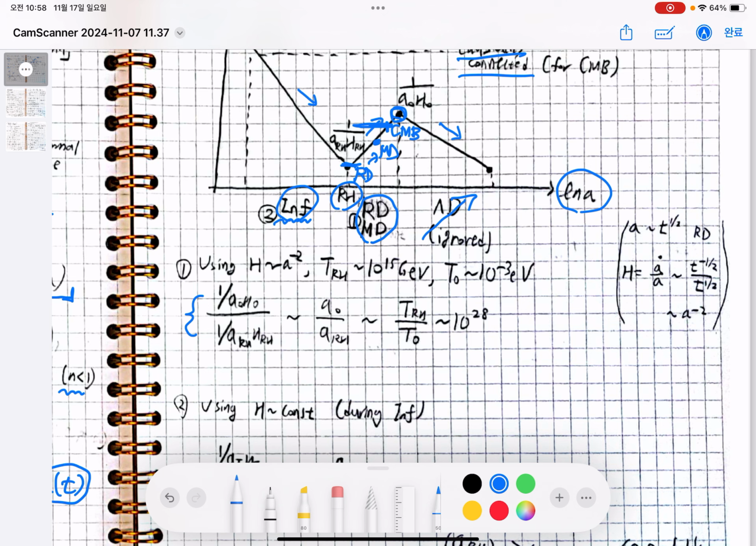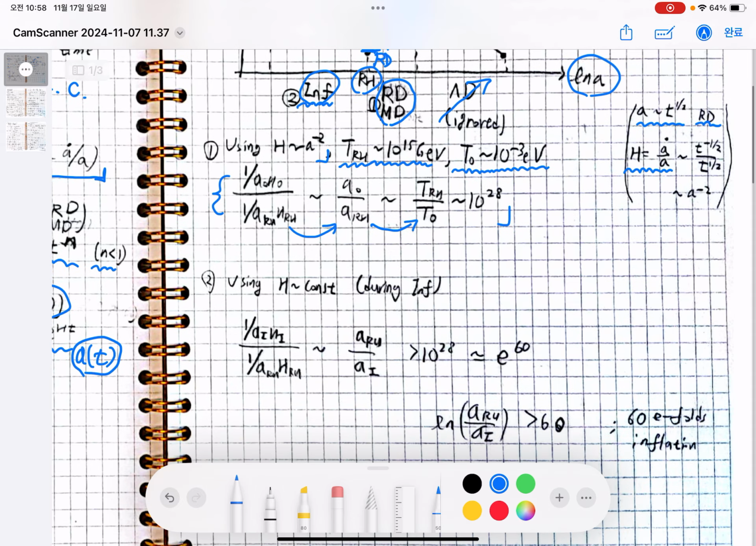And then we will use several values. First of all, during the radiation era, a is proportional to t^(1/2). If we evaluate the Hubble parameter, then the Hubble parameter H is proportional to a to the minus 2, so that this right here becomes this one. And for the reheating temperature, we adopt some typical value, 10 to the 15 GeV. This value is related with the before the baryogenesis analysis. And the universe temperature at the current time is 10 to the minus 3 electron volts. So this right here is given by 10 to the 28.